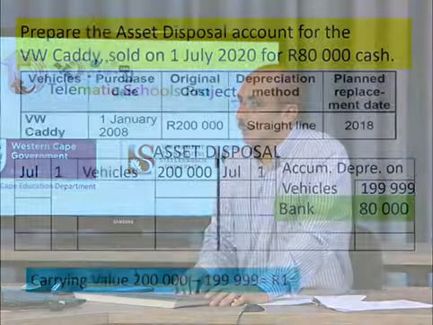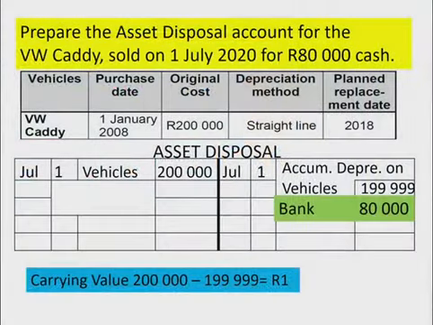Right, so we're selling it for 80. So why bank? Because we're selling it for cash. Okay, so it will be bank. If we sold it on credit, then that detail would have changed to debtors control. Okay, but for now, it's bank because we sold it cash. Okay, so the total will be 279,000.